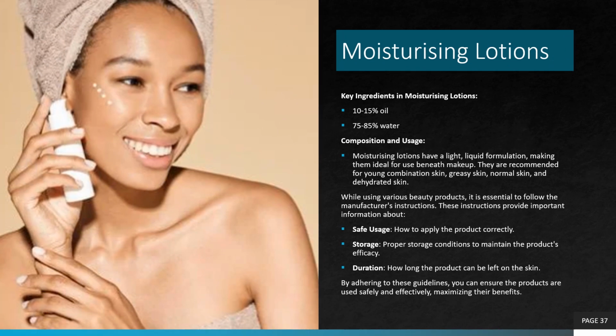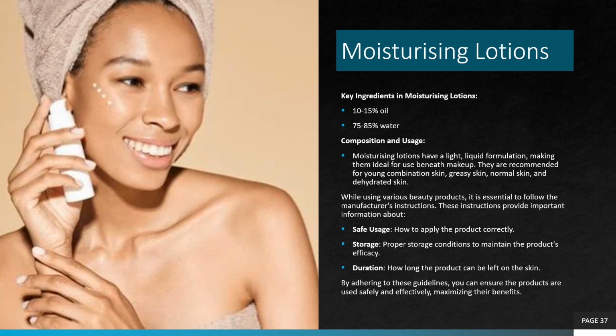Key ingredients in moisturising lotions include 10 to 15% oil and 75 to 85% water. Moisturising lotions have a light liquid formulation, making them ideal for use beneath makeup. They're recommended for young combination skin, greasy skin, normal skin and dehydrated skin.